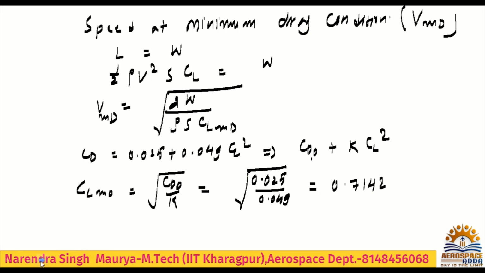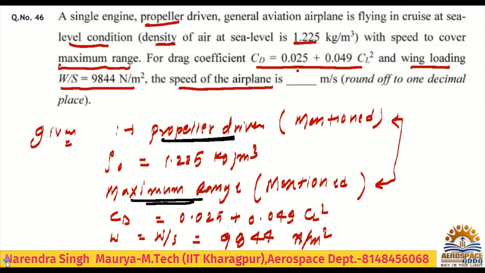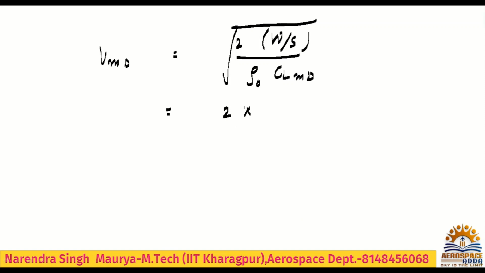Now you just write the value and you can calculate the VMD. So VMD is the square root of 2 into W by S, because the speed at minimum drag you need to calculate at sea level, so sea level density should be known, divided by rho times CLMD. So just write in the root: 2 into what is W by S? It is the wing loading, and it is given. How much is it given? Wing loading 98.44.